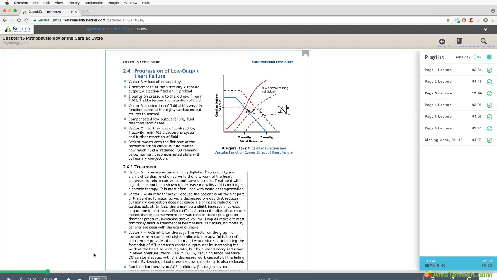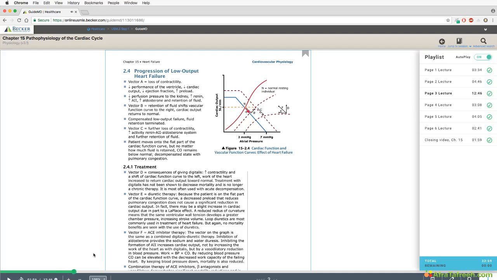Now we're starting with a normal individual. That red solid line is your reference cardiac function curve, and the blue solid line is your reference vascular function curve. Now suppose we have an acute loss of contractility. The only change we have is a loss of contractility as occurs in the initial stages of low output heart failure. If you simply lose contractility, you would move down vector A.